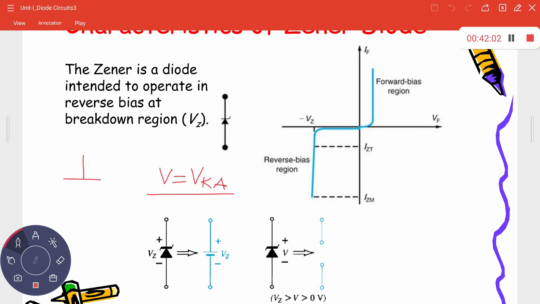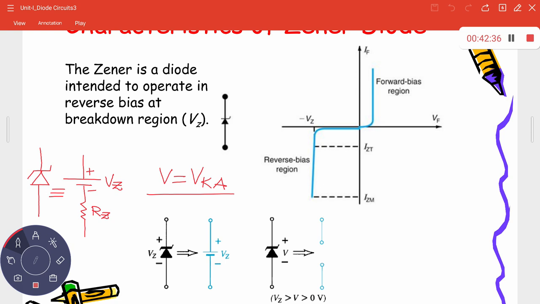Typically, you have some resistance, some resistance RZ. This is basically the zener diode. Open circuit is when your applied voltage, magnitude wise, remember it's a negative voltage. Remember it's a negative voltage, right?